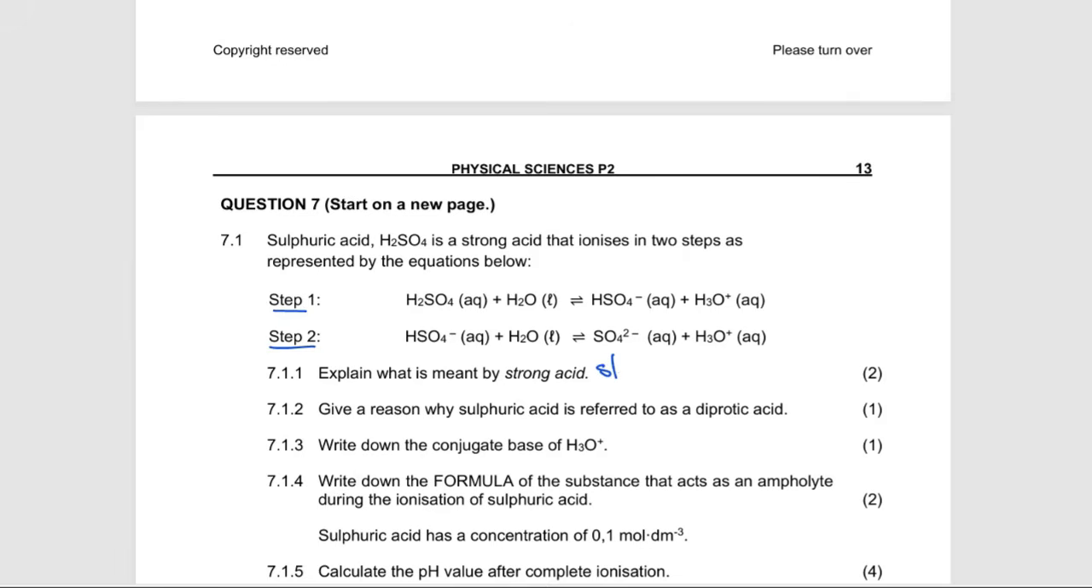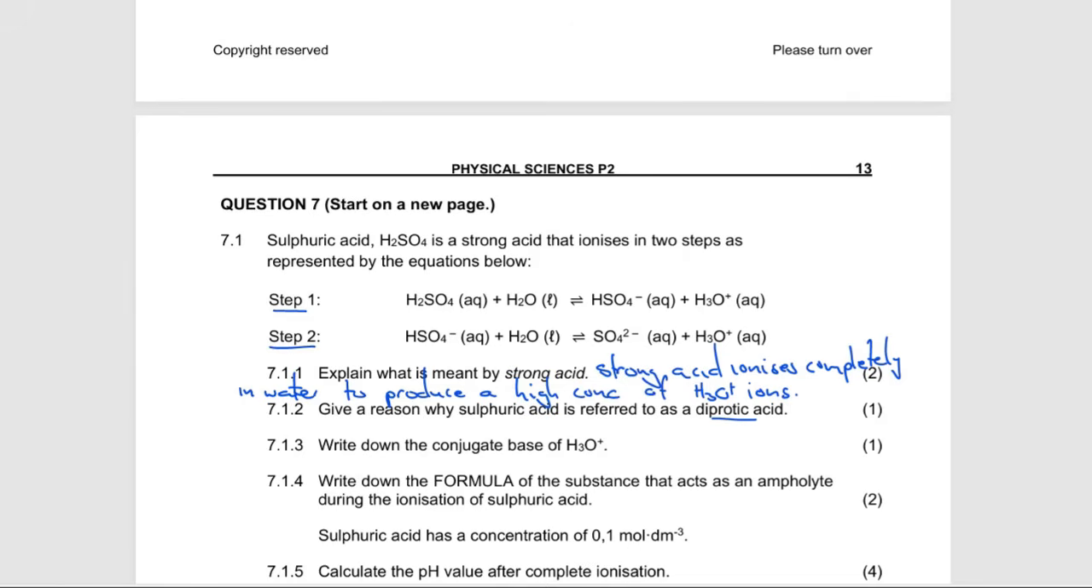So I'm going to say a strong acid ionizes completely in water, to produce a high concentration of H plus ions, of H3O plus ions, which are our hydronium ions, right? Now they're saying give a reason why sulfuric acid is referred to as diprotic, right?